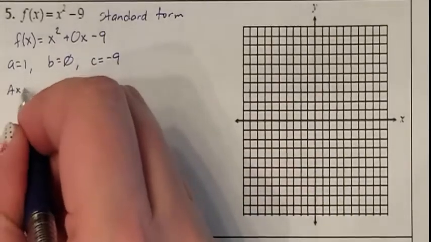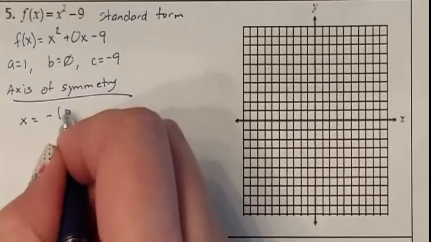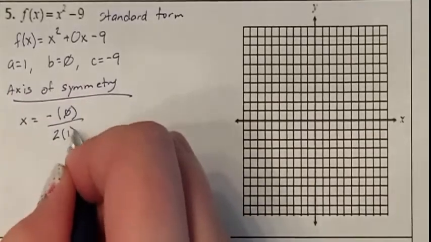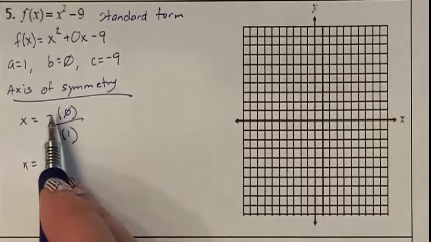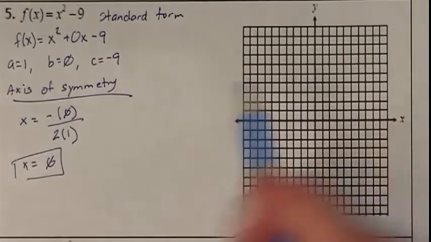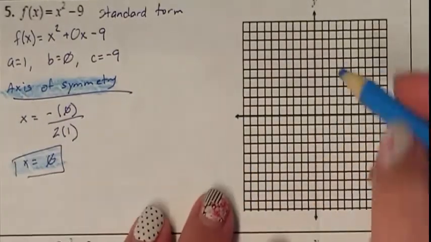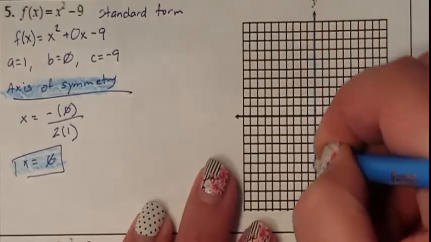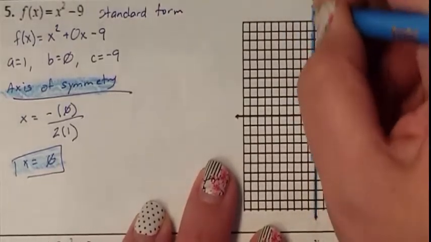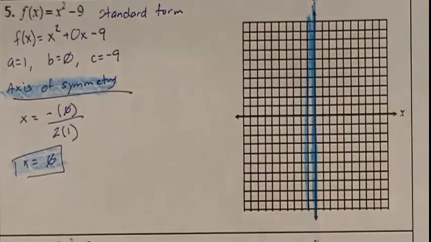So for my axis of symmetry, x is the opposite of B all over 2 times A. X is 0 divided by 2, which is 0. So my axis of symmetry is where I cross the x-axis at 0. I cross the x-axis at 0 right here. So this is my axis of symmetry.